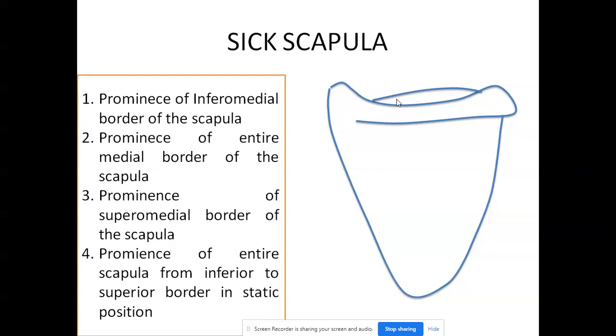I'll repeat it again. The first grade stands for prominence of inferomedial border of the scapula. Second grade stands for prominence of the entire medial border of the scapula. Third grade stands for superomedial border prominence of the scapula, whereas fourth grade stands for the entire scapula being prominent from inferior to superior in static position. These were the SICK scapula grades, and this was the end of the lecture.